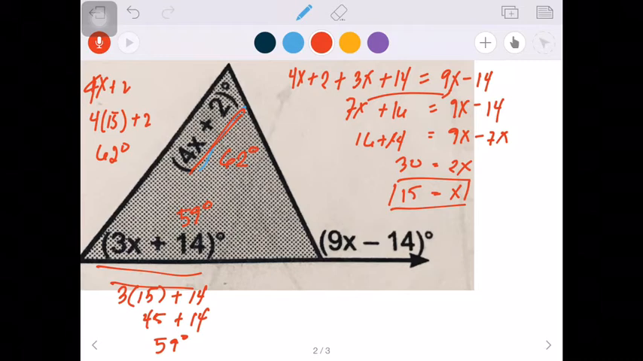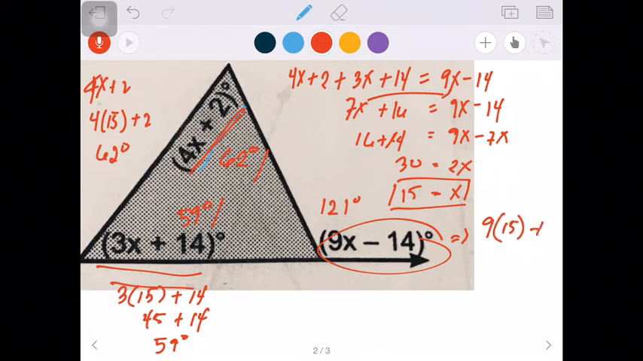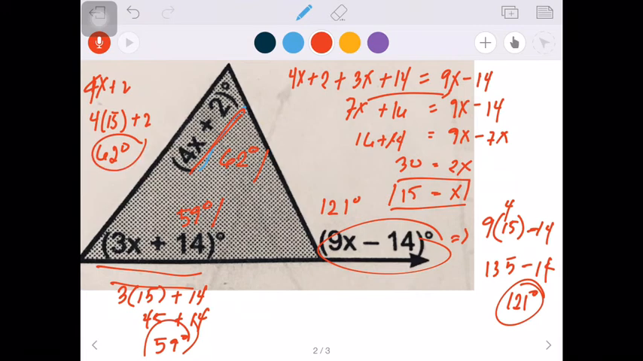Now, even if we don't solve for this anymore, we already know the measure, because as we've said, we simply add the two angles here. So that would be 121 degrees. But just to be sure, let us double check. 9 times 15 minus 14. Here 9 times 15, you have a 5, carry 4, and that becomes 135 minus 14. And indeed, it's equal to 121 degrees. And so we have all the values that we're looking for.